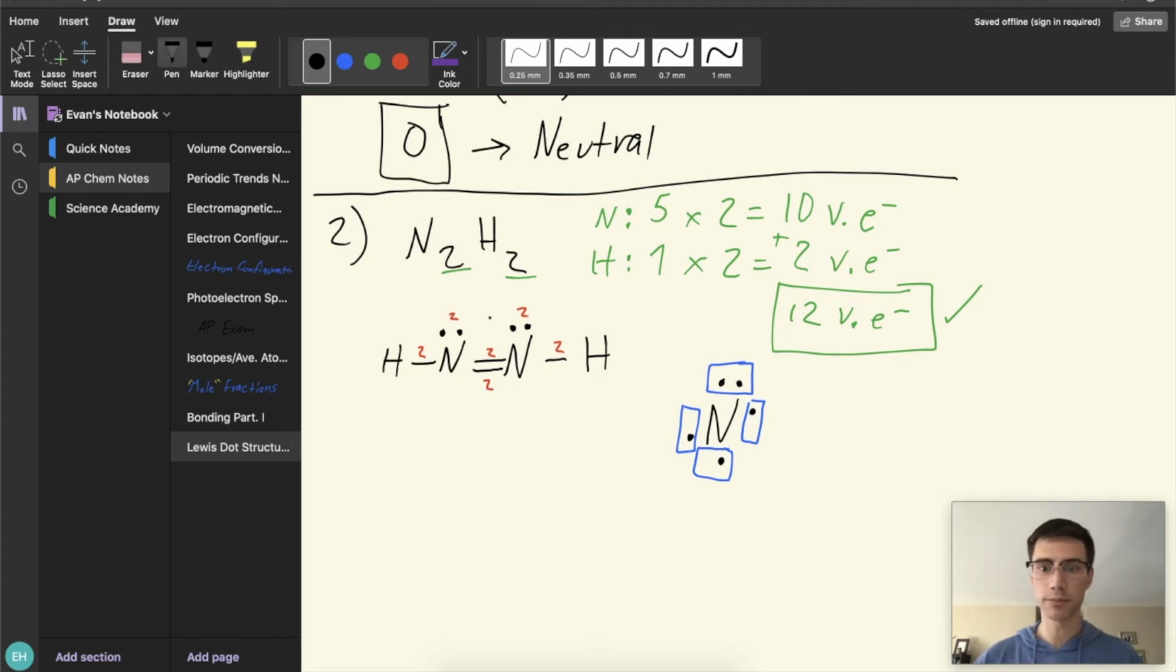This isn't working very well. Okay, I'm just going to draw it. So again, we have 1, 2, 3, 4, 5. So this looks just like the nitrogen that we drew on the left.